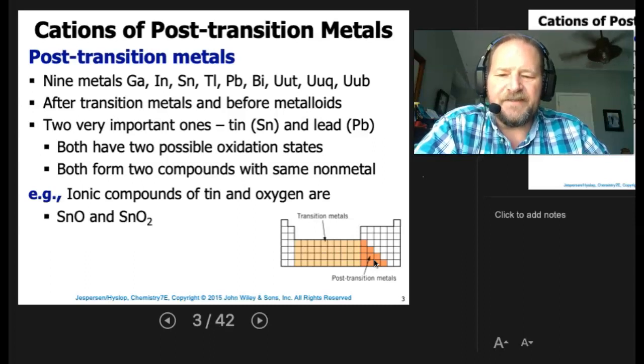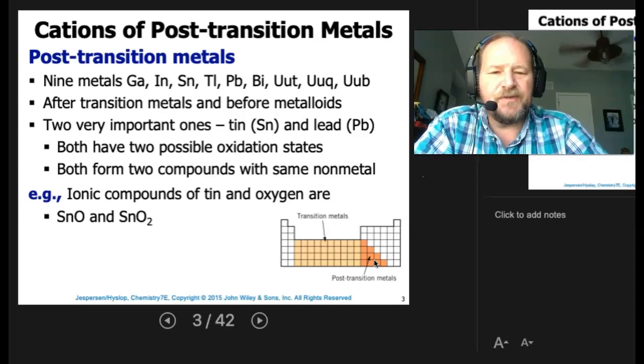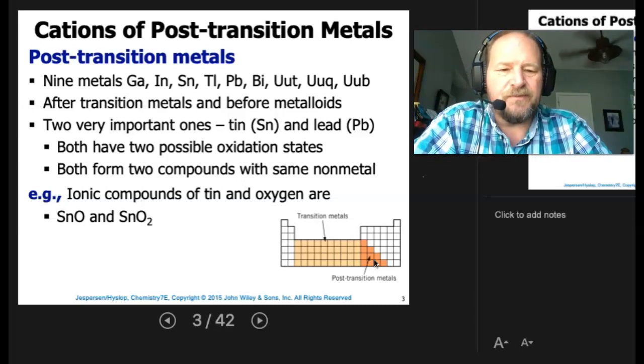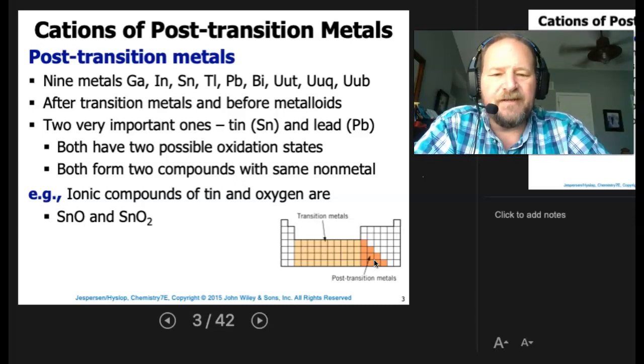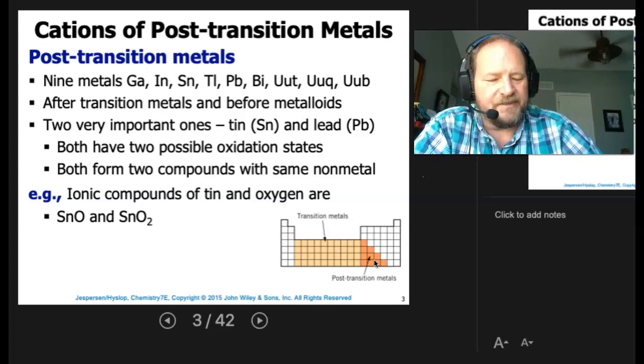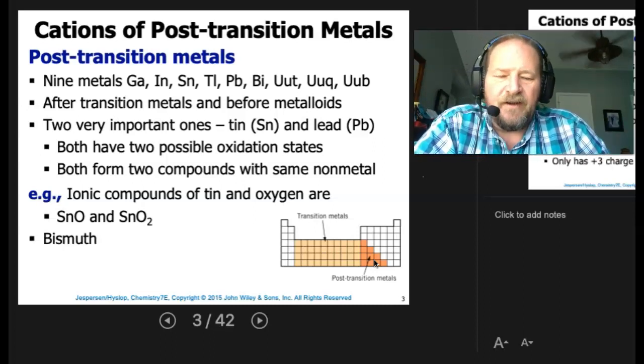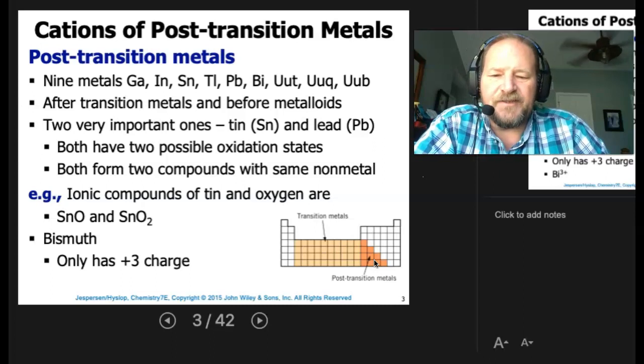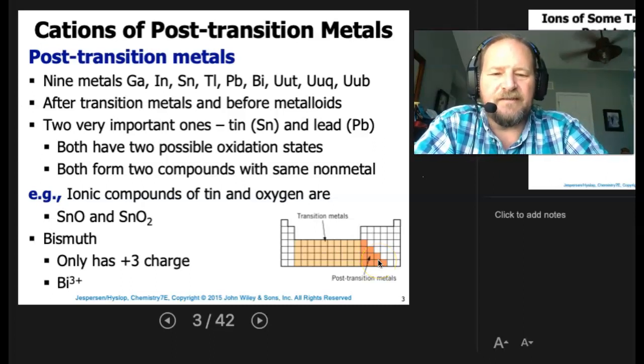So ionic compounds of tin and oxygen are going to be SnO and SnO2. If it's a +2 tin, then it's SnO. If it's a +4 tin, then you get SnO2. Bismuth only has a +3 charge. Again, some of them are locked in, some of them are not.